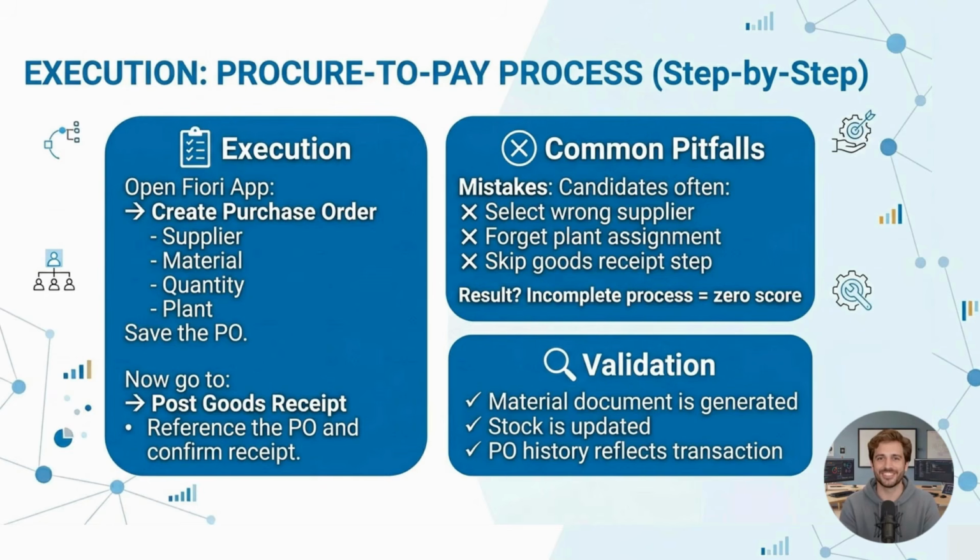Candidates often make mistakes like selecting the wrong supplier, forgetting the plant assignment, or skipping the goods receipt step. The result is an incomplete process, which can lead to a 0 score. For validation, check that the material document is generated, stock is updated, and the purchase order history correctly reflects the transaction. This is how SAP tests you, not just on creating entries, but on completing the entire business flow.